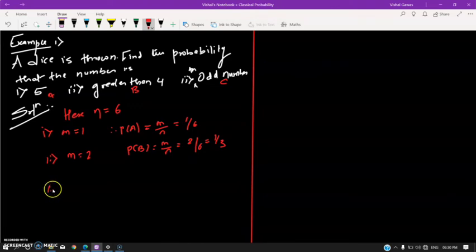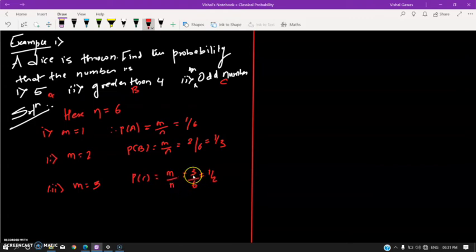The third case, my event is an odd number. So what are the odd numbers between 1 and 6? 1 is odd, 2 is even, 3 is odd, 4 is even, 5 is odd, and 6 is even. So total number of outcomes is 6. Therefore, probability of C is m over n, which is 3 over 6, which is half.